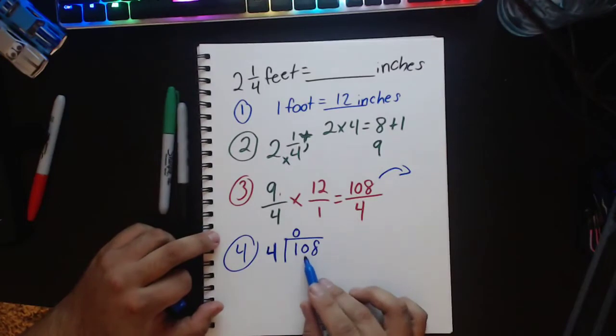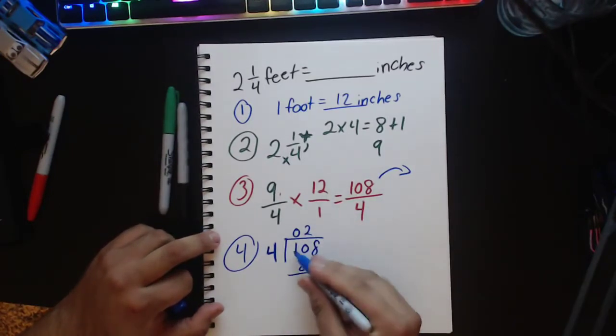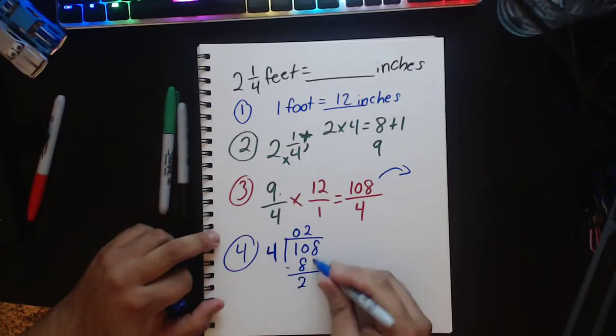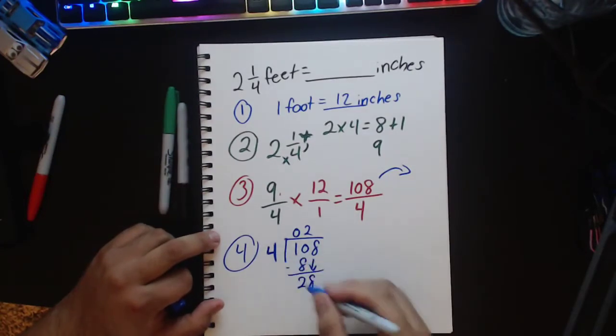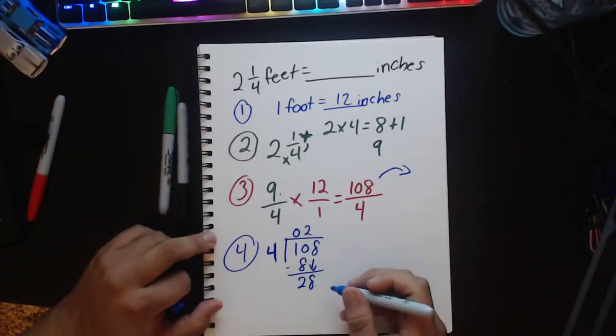4 can go into 10 twice to give me 8. Well, 10 minus 8 gives me 2. Bring down my 8. 4 goes into 28 7 times, right?